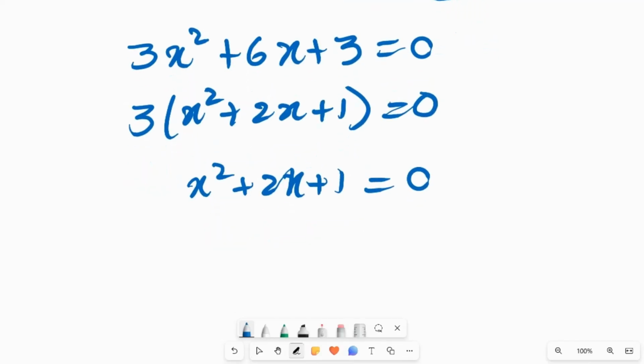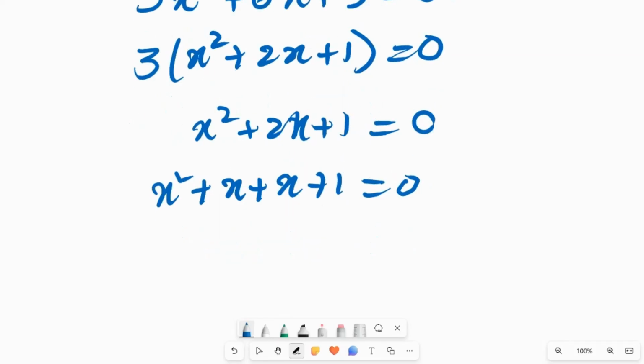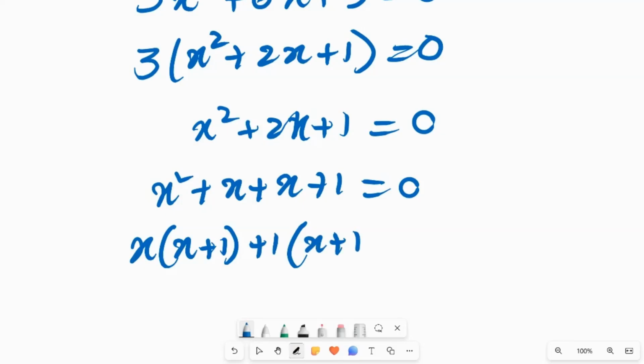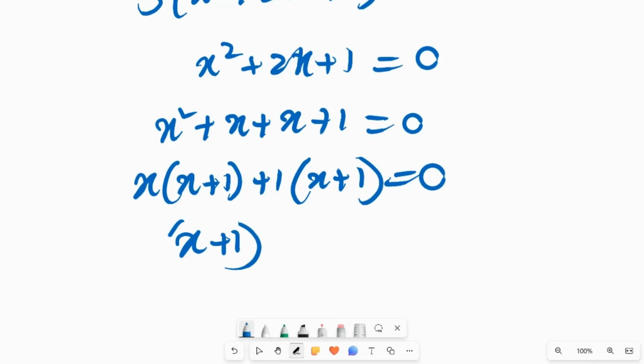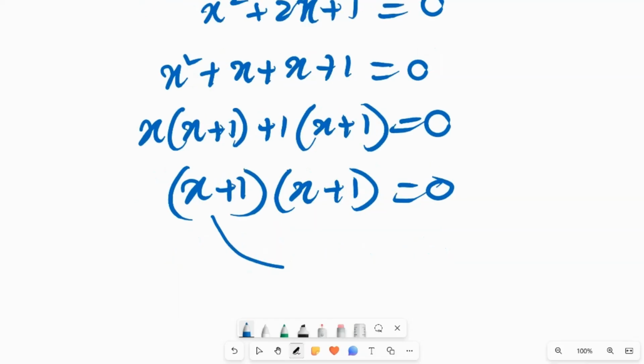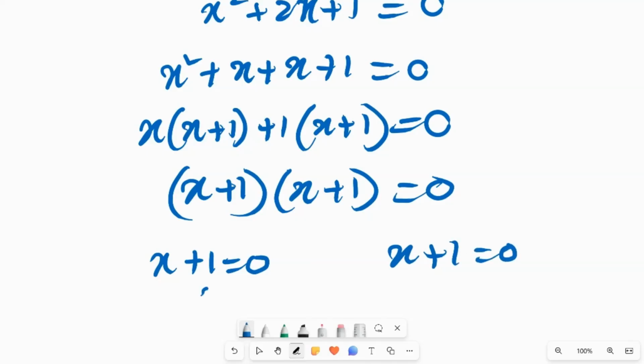Now I would divide the middle term. So this would be x square plus x plus x plus 1 equal to 0. Next I would take x common here. This should be x plus 1 and 1 common here. This should also be x plus 1. And if I take x plus 1 common, x plus 1 into x plus 1. So if two numbers multiply to get 0, either of the two numbers should be 0. So x plus 1 equal to 0 or x plus 1 equal to 0. Therefore x equal to minus 1 or x equal to minus 1.